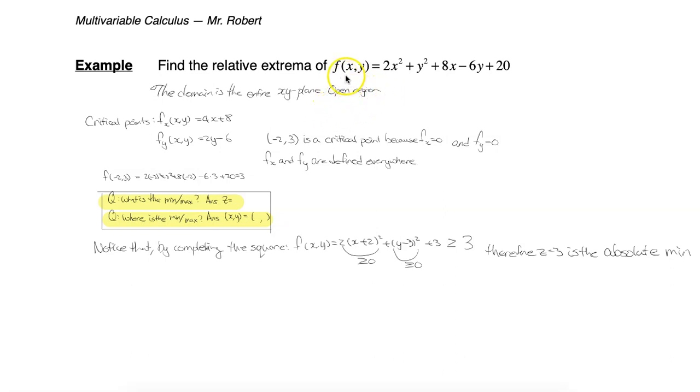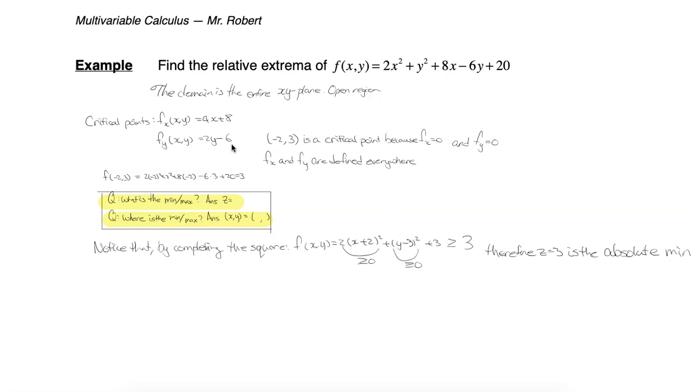So in the example of a function here, 2x squared plus y squared plus 8x minus 6y plus 20, the domain of f is all of the xy plane, and so it is an open region. There is no boundary that closes it. We take the two partial derivatives, fx is equal to 4x plus 8 and fy is equal to 2y minus 6, and we need both of these to be equal to 0. Quite obviously, this leads to x equals -2 and y equals 3. So here we have a critical point.